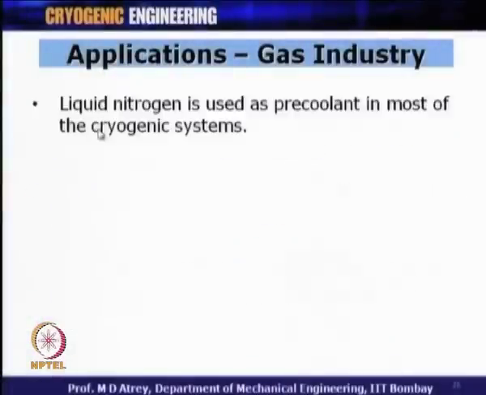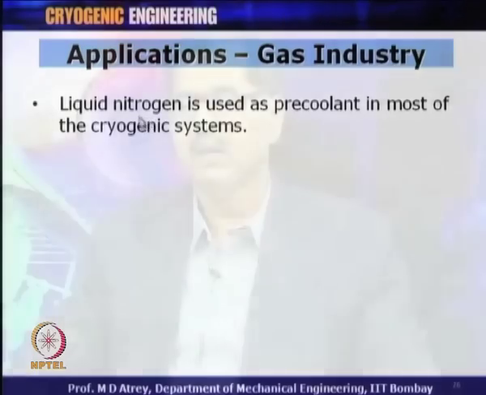Liquid nitrogen is used as a pre-coolant in most cryogenic systems. Whenever I want to do cooling, liquid nitrogen is a very cost effective way, which will reduce the temperature from room temperature to 77 Kelvin. As you know, nitrogen is available in air, so it is freely available, one can say. It is a very cost effective solution to reach 77 Kelvin. And in most liquefaction cycles, nitrogen is used as a pre-coolant in order to reduce the temperature from room temperature to 77 Kelvin.